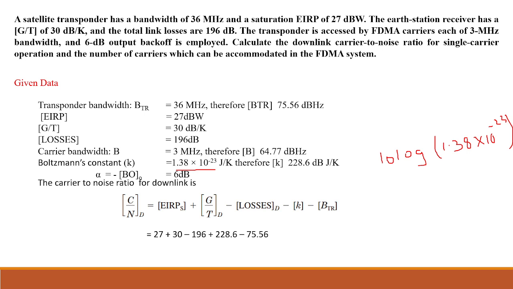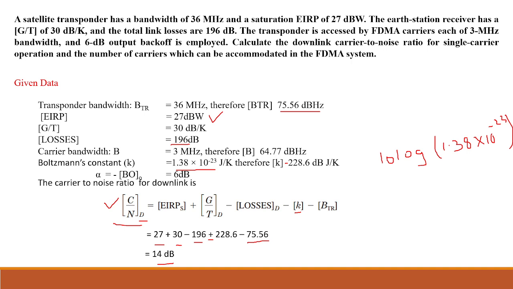Therefore, we can substitute all the values in the downlink carrier to noise ratio equation. EIRP is given as 27 decibel watt, so 27 is directly substituted. Then G by T is 30. Then losses 196, on the negative side, so minus 196. Taking the logarithm of the Boltzmann constant gives a negative value, minus 228.6, and minus of minus becomes plus. Finally the transponder bandwidth, which we have already calculated, is 75.56 decibel. If we add these together, we get 14 decibel. This 14 decibel is our carrier to noise ratio for downlink.